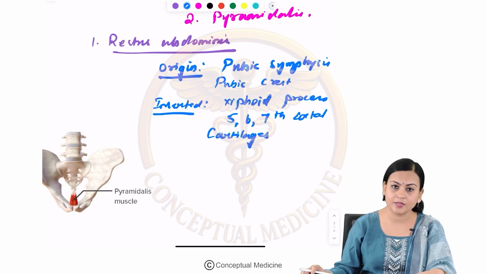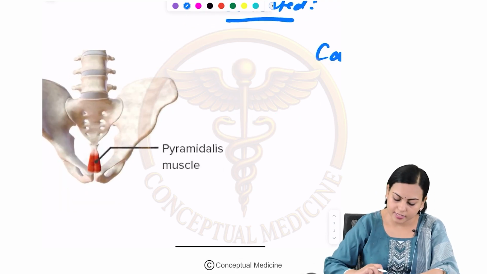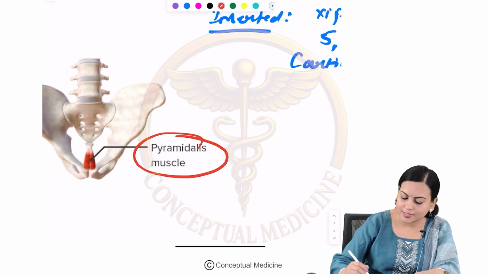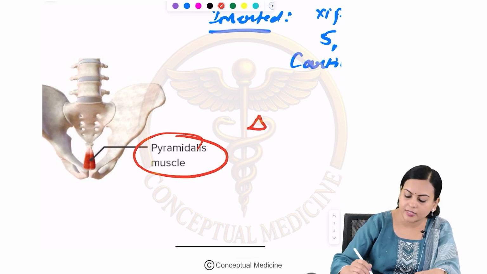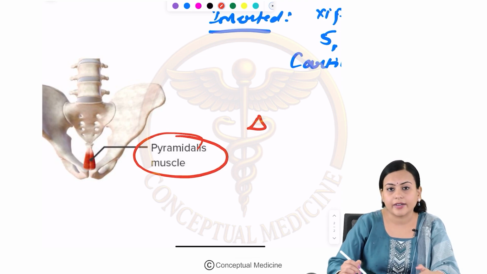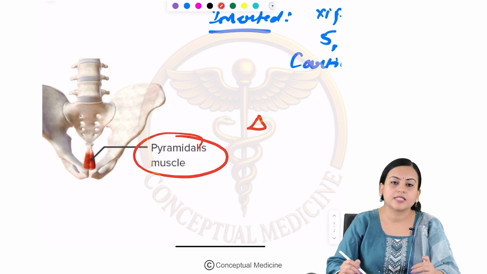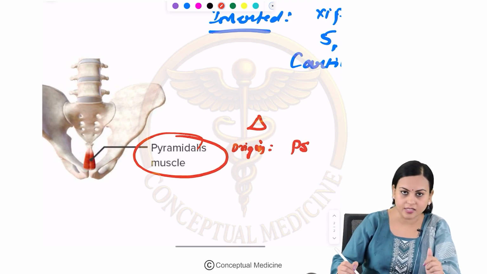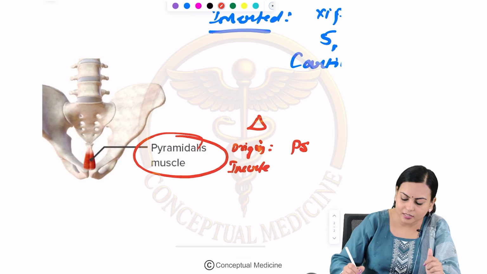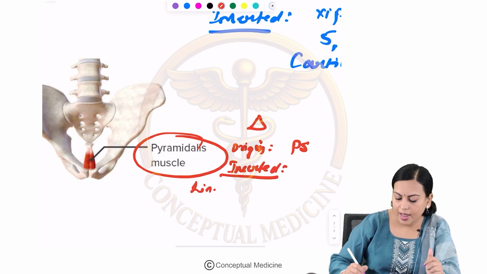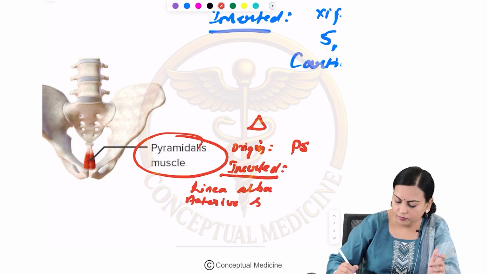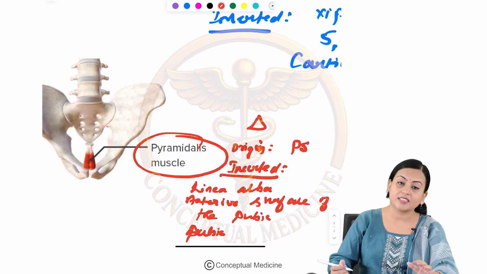Next comes the pyramidalis muscle. This is the position of the pyramidalis muscle. This muscle is a triangular shaped muscle, and if you see, it is located in the inferior part of the rectus abdominis. And pyramidalis muscle is absent in approximately 20% of the population. The origin of the muscle is from the pubic symphysis and it is inserted into the linea alba, the anterior surface of the pubis and the pubic ligament.